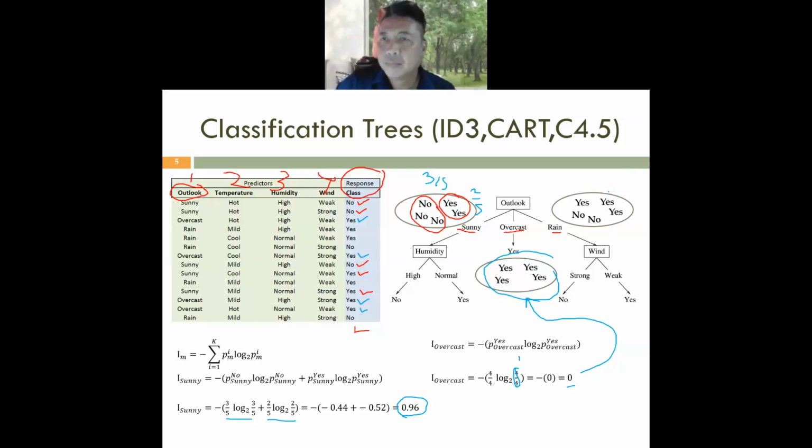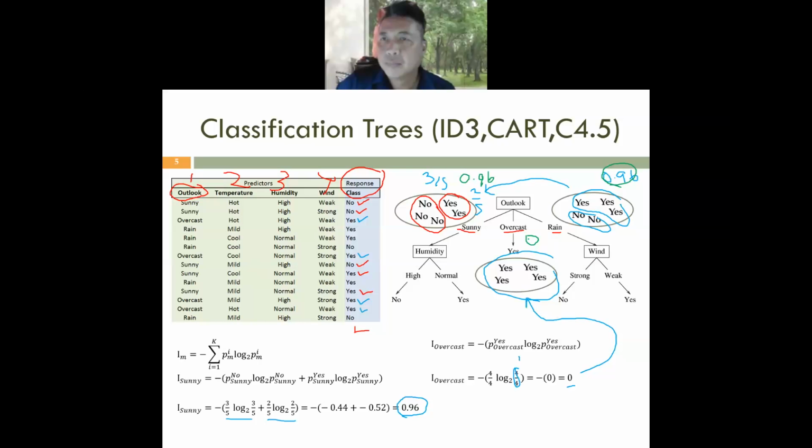If you look at this one, this is 3 yeses and 2 nos. It's similar to this one, just 3 nos and 2 yeses. So the value for this should be 0.96. For this particular group, the entropy is 0.96. And this one is 0.96, and this one is 0.